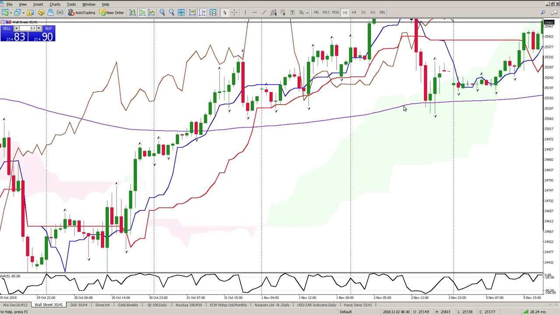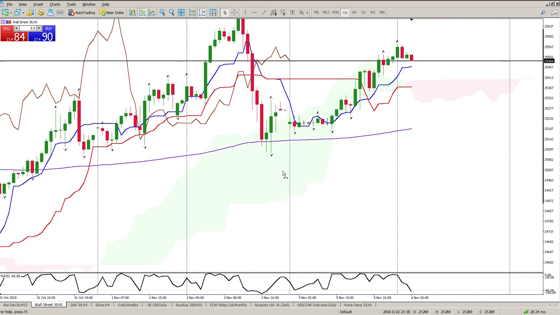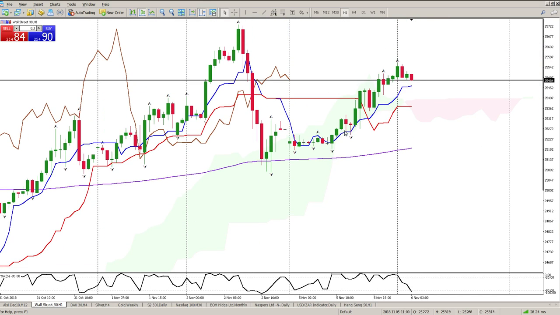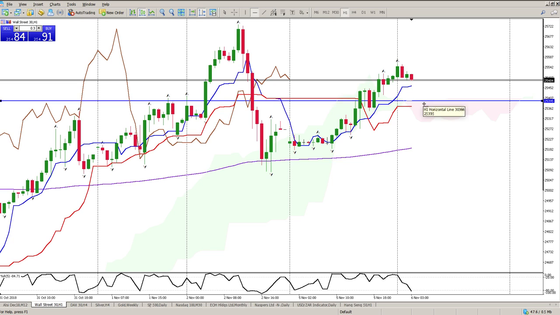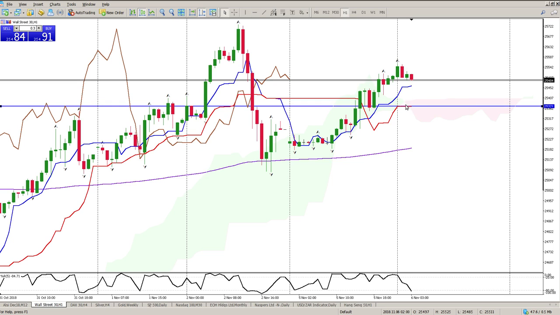We never came back to test. We tested it here. We then rallied, and we've now broken through the cloud again. So I would kind of expect, for as long as we stay above Kijun-sen, which is 25,370, that we have potential for an uptrend to continue.